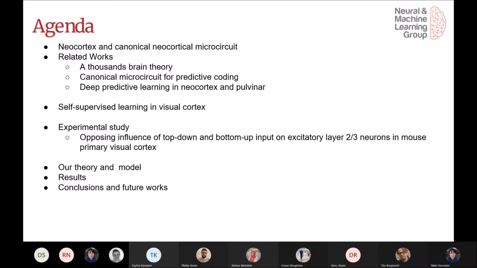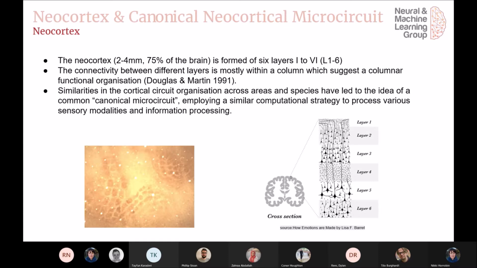Then I go through some of the evidence that shows that the brain might use something similar to self-supervised learning. And I go through the experimental study on mice that we try to explain with theory. I go through the theory results, and then I end with conclusions and future work, and some limitations, obviously.